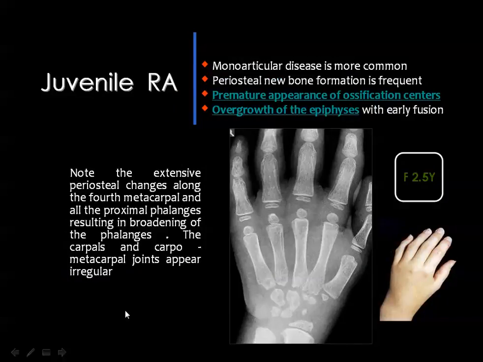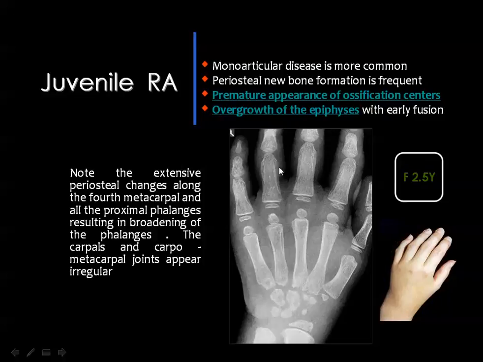Juvenile rheumatoid arthritis means rheumatoid arthritis occurring early in life, and it is usually a monoarticular disease, which is a common manifestation compared to the polyarticular disease of the adult type of rheumatoid arthritis. Also, one of the manifestations is the presence of preosteal new bone formation.